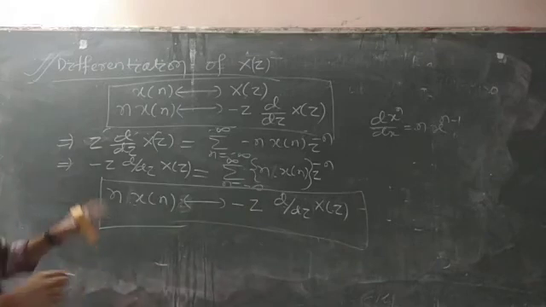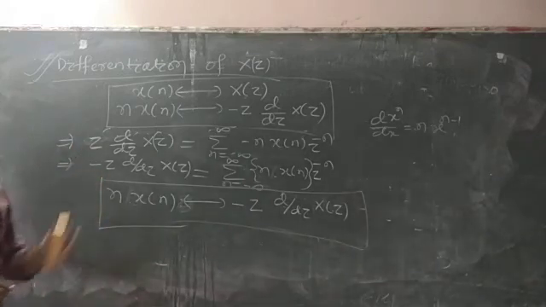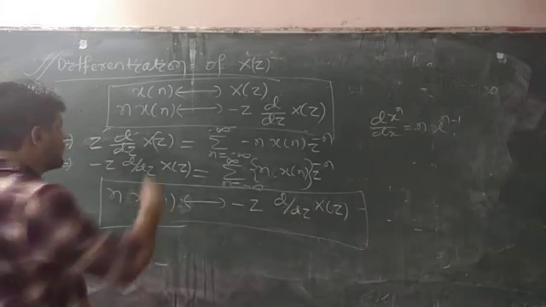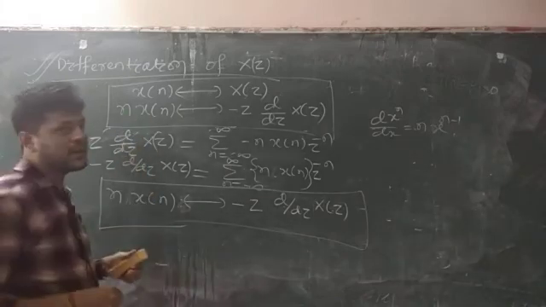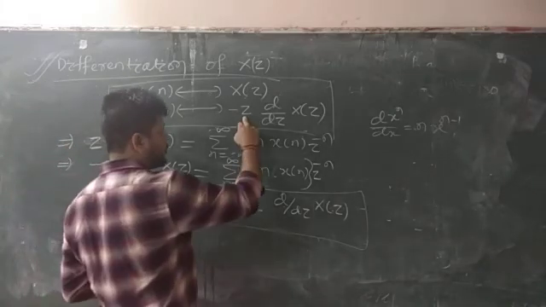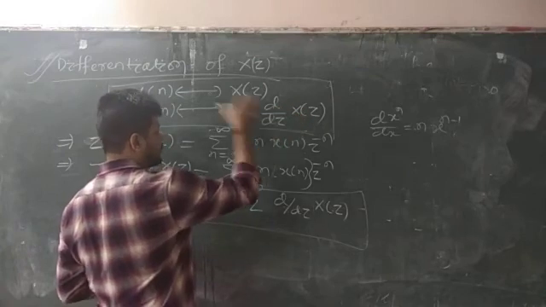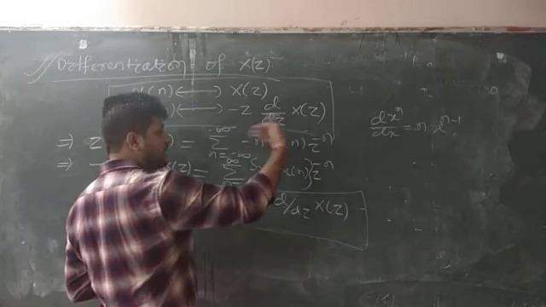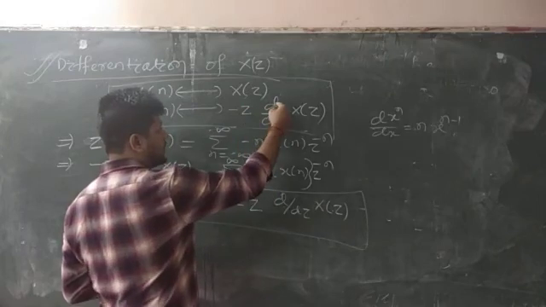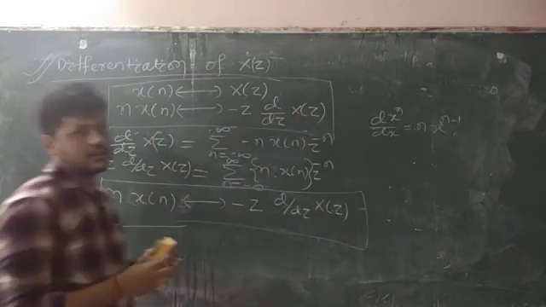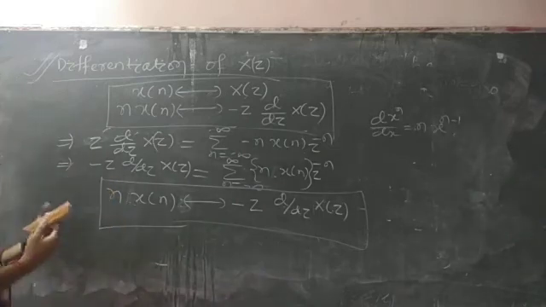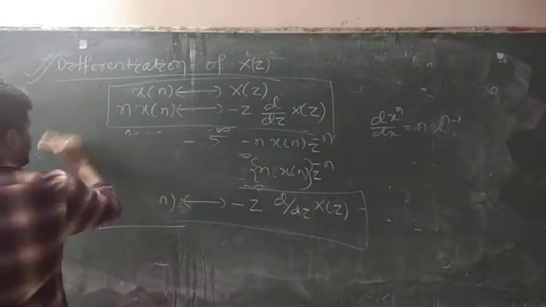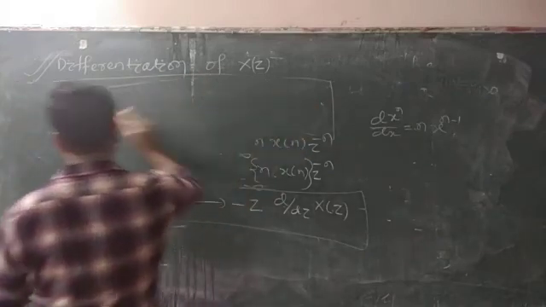You should remember this property, because students generally forget about this minus sign. So always remember: n x(n), n is multiplied in the time domain, and in the z domain z is also multiplied but with its differentiation. So time domain multiplication leads to differentiation in the z domain, that is minus z d by dz X(z). Then how will this property be helpful to us? Now by applying this property we will solve one problem. So always remember this property.